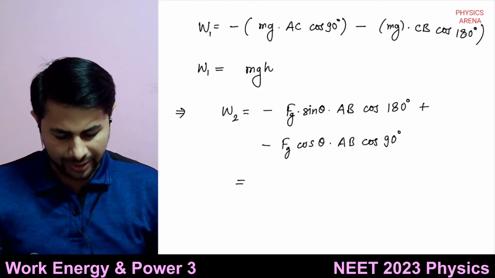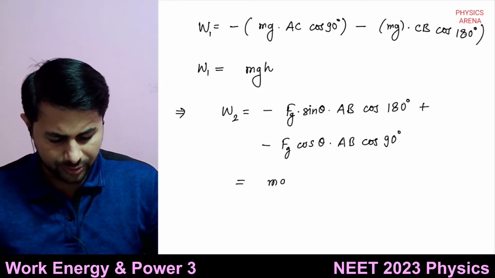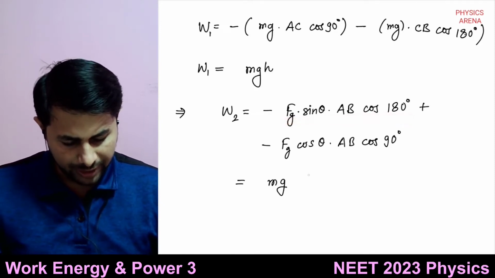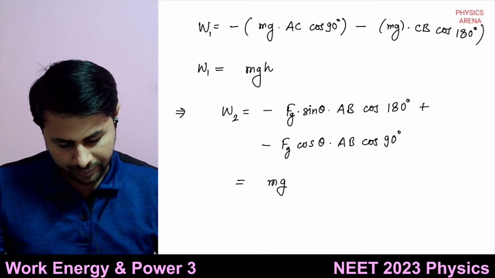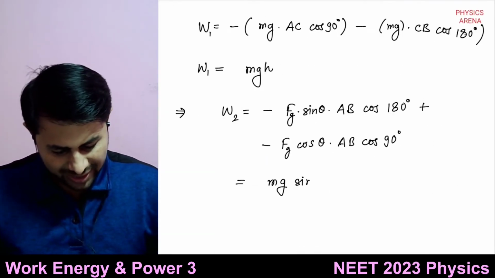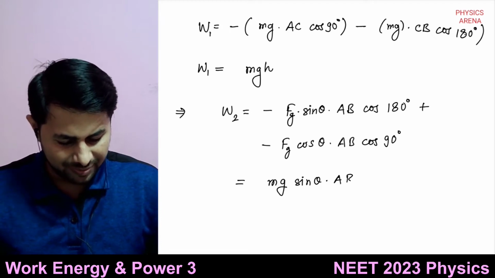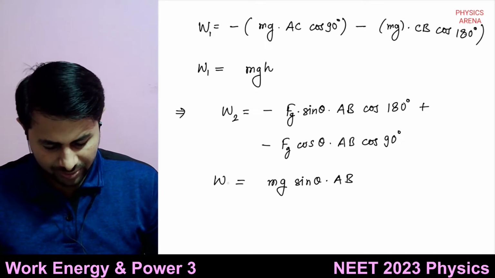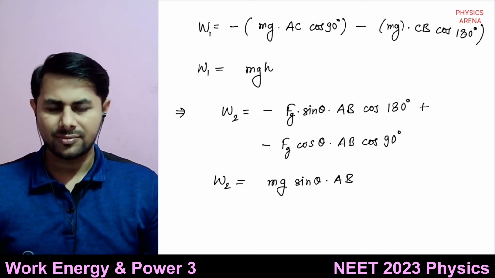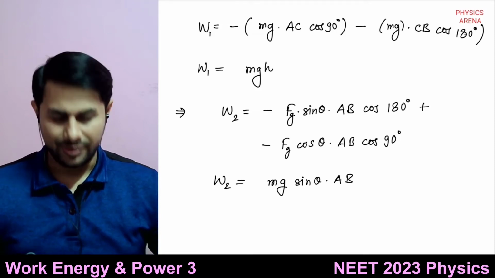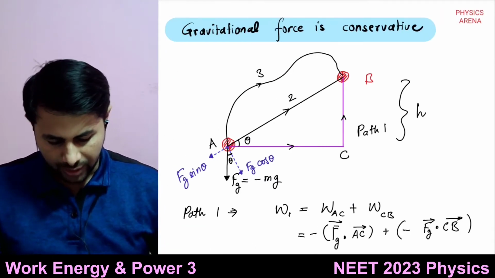And the magnitude of Fg is equal to mg, right? So mg multiplied by AB. Sorry, it is mg sin theta multiplied by AB. This is the work done. So is it equal to the work done in the first case? It's equal. See how.